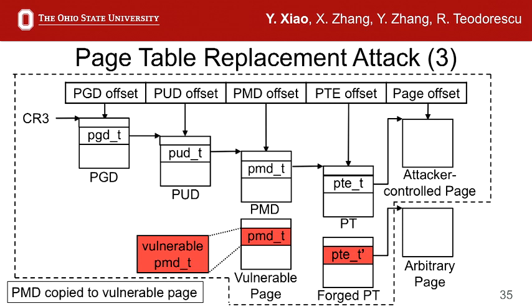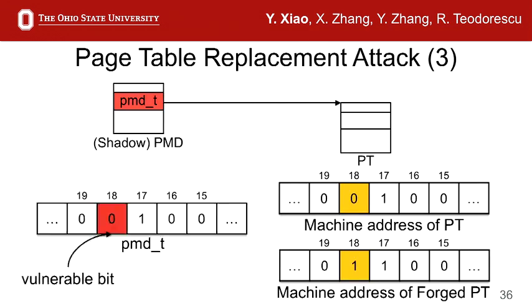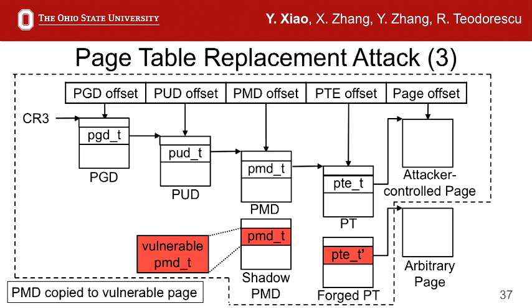The second step is to copy the PMD, the second level page table, into the vulnerable machine page containing a flippable bit. The flippable bit should lie in the entry pointing to PT, and the position of the flippable bit in the PMD entry should be the same as the different bit in the addresses of PT and forged PT. In fact, we need to find the flippable bit before we do the attack, and we decide the bit index based on the position of these flippable bits. From now on, we call the vulnerable page a shadow PMD.